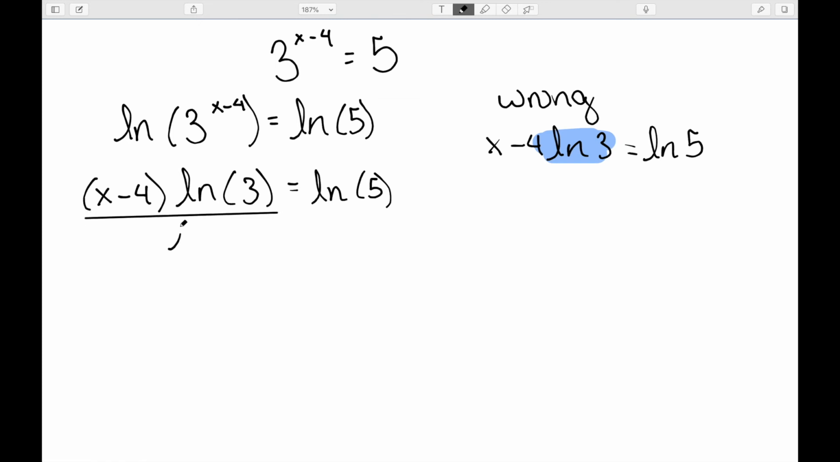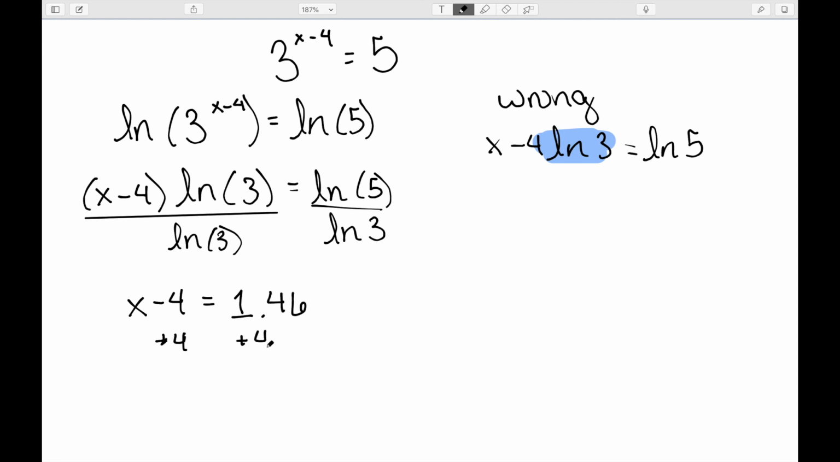I can then divide both sides by ln of 3. The left-hand side is then x minus 4. If I do ln of 5 over ln of 3 in a calculator, I get approximately 1.46. We can then add 4 to both sides, and we get x is equal to 5.46. So we have an approximation of the solution.